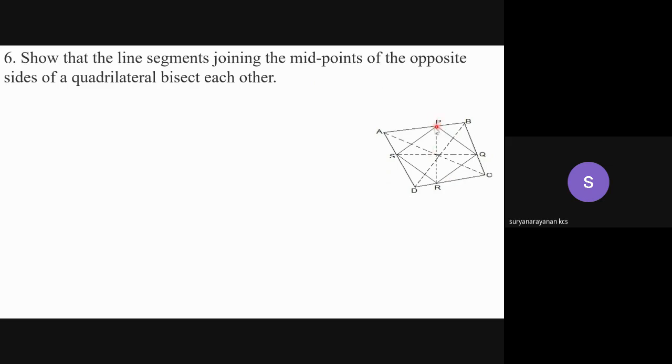Okay. Then opposite sides means PQ is equal to SR. The line segments joining the midpoints of the opposite sides of the quadrilateral bisect each other. Okay, we have to show this one. Understood this point, my children? Right.